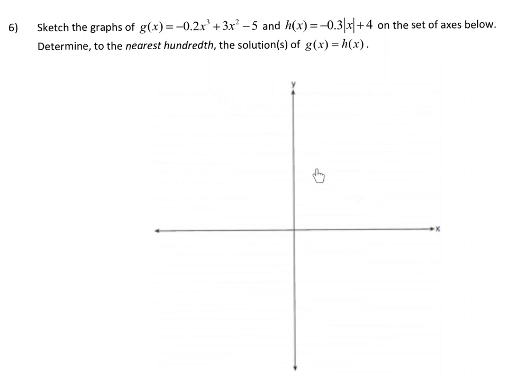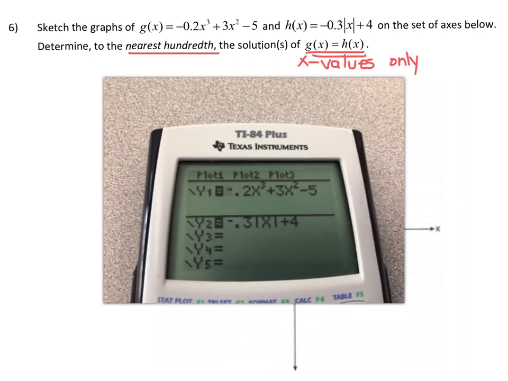All right, so number 6 asks us to sketch these graphs. So we actually have to sketch them on the set of axes. It doesn't have to be perfect, it's just a sketch. And determine to the nearest 100th, so 2 decimal places, the solutions of when g of x equals h of x. Remember we said in the last question, when we see this written, when does one function equal another function, we're only concerned with the x values.